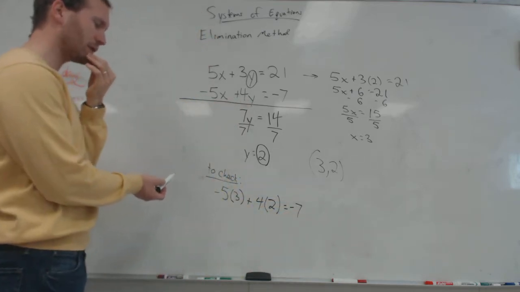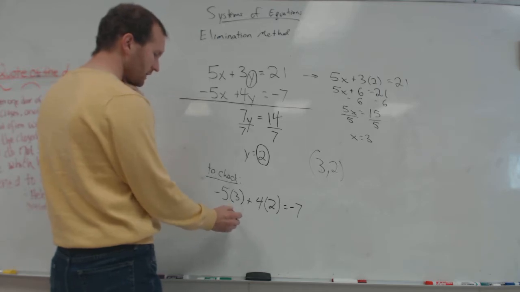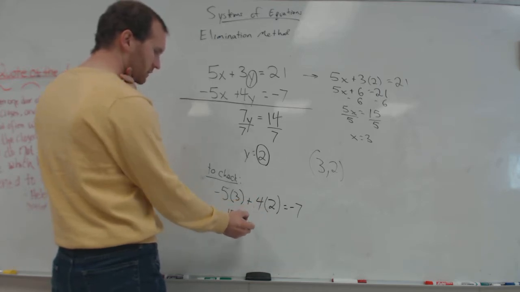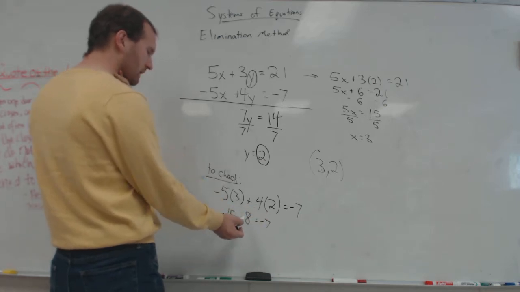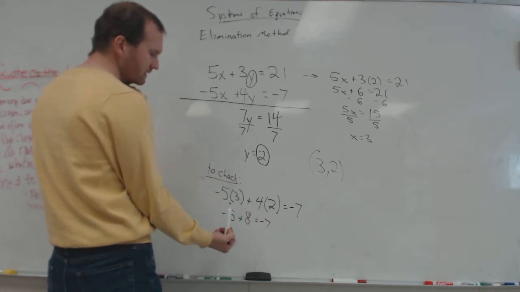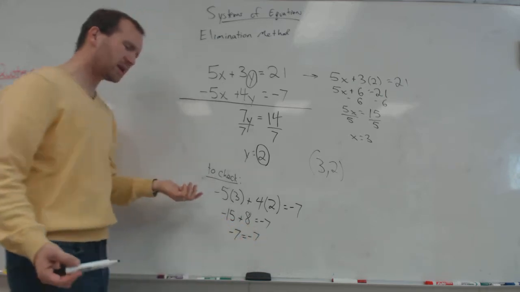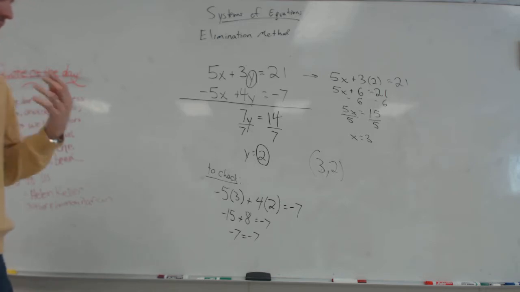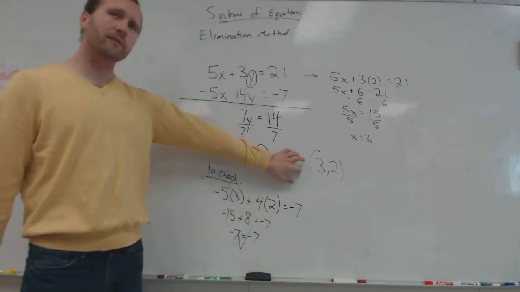Let's see if that's true. So negative 5 times 3 would be negative 15, plus 4 times 2 would be positive 8. Negative 15 plus 8 equals negative 7. Is that true? Yeah. Negative 15 plus 8 is going to be negative 7. So this is true. This checks. And so then I'm confident in my answer.